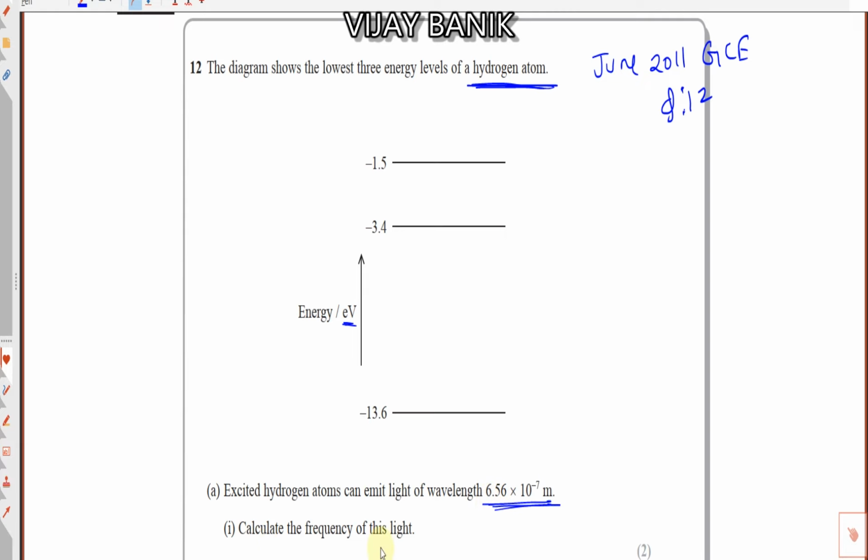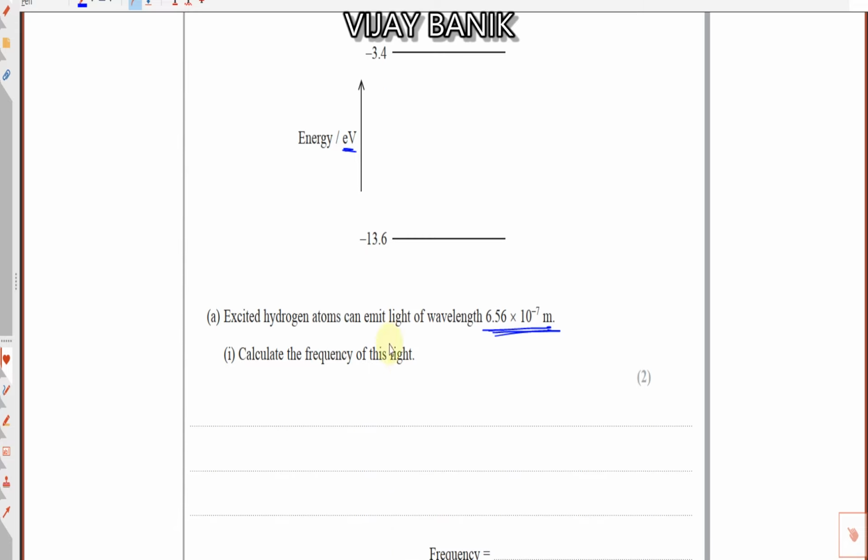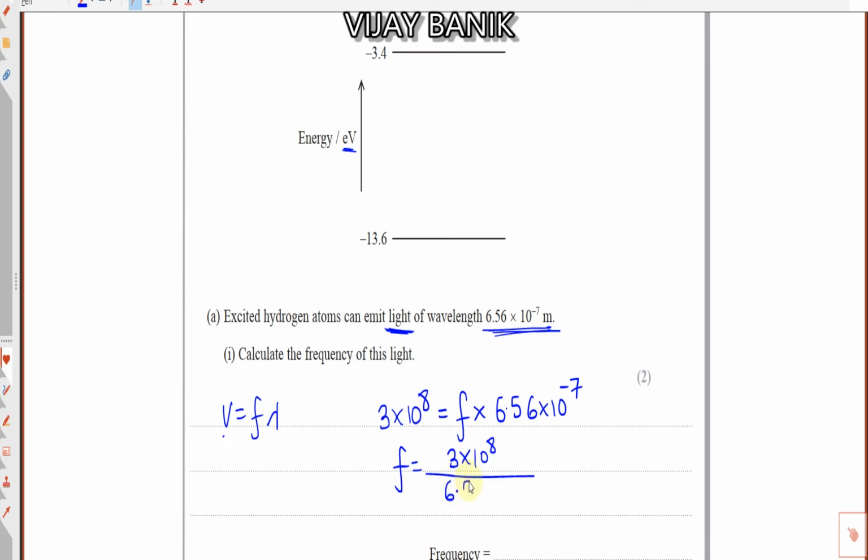Calculate the frequency of this light. We know the wavelength, we have to find the frequency. And they said it's light, so we know v = fλ. Now, the velocity of light we know very easily: 3 × 10^8. Frequency we have to find, and lambda has been given to us: 6.56 × 10^-7. So frequency is 3 × 10^8 divided by 6.56 × 10^-7.